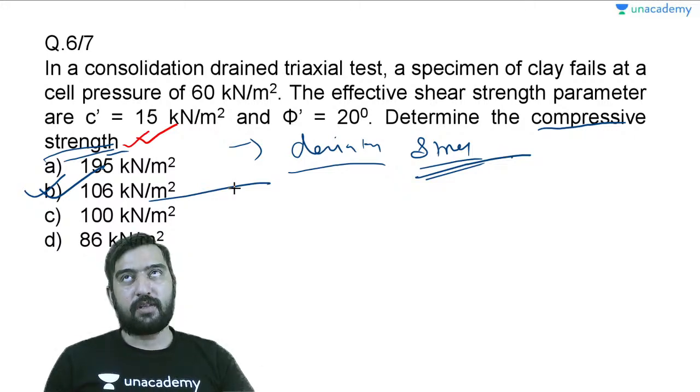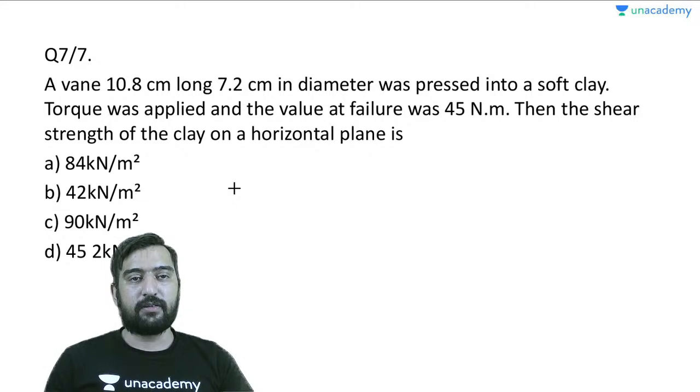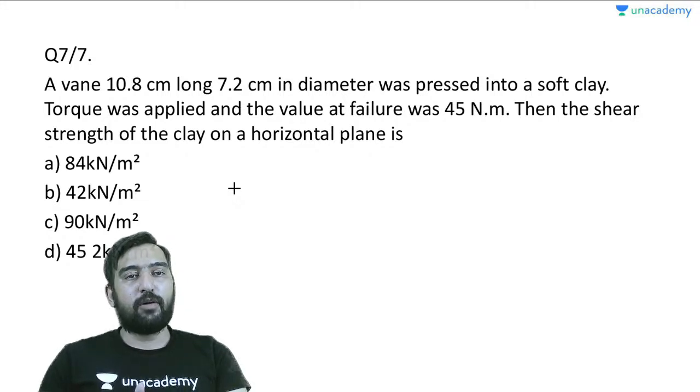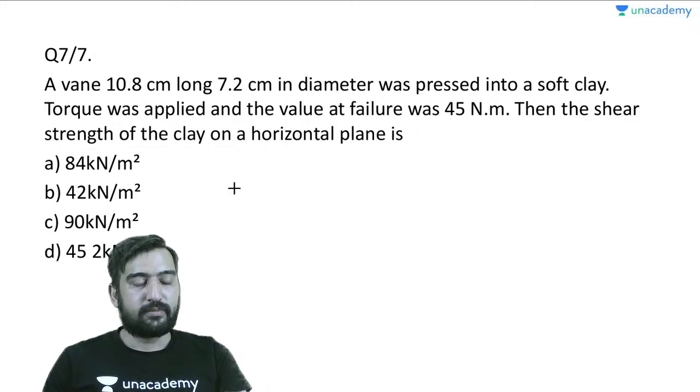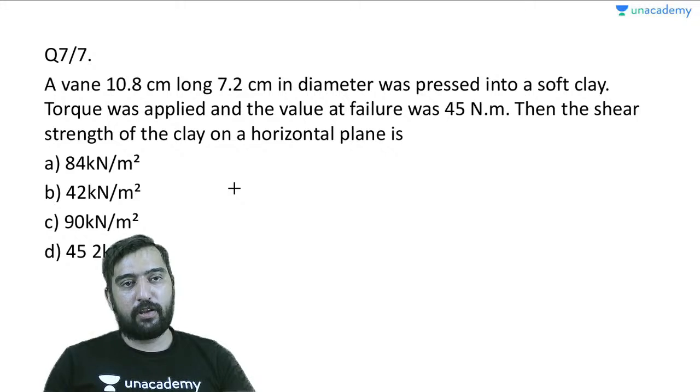Okay, so chaliye, ab last question of the session. This is from the vane shear test. It is quite easy, directly based on the formula. So a vane of 10.8 centimeter length and 7.2 diameter was pressed into a soft clay. Torque value is 45 Newton meter. So you have to tell the other parameters. Tell me guys.